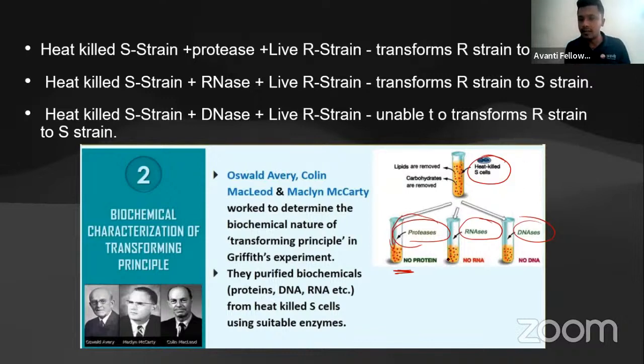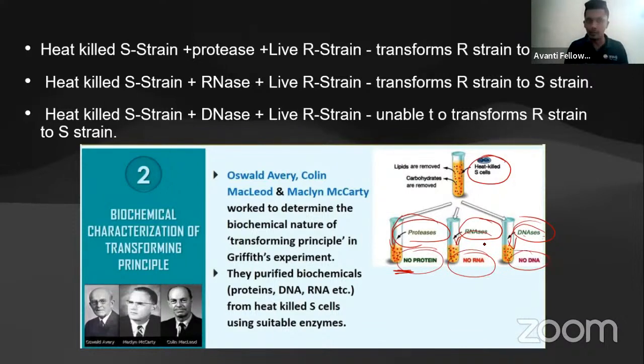Next one, to another test tube, they take the RNases and then they add RNases to the heat-killed smooth strain. Then all the RNA gets destroyed. Next one, we have the DNases, and for the final test tube, they have the heat-killed smooth strain. For that, they add the DNases. Here there is no protein, here there is no RNA, and here there is no DNA.